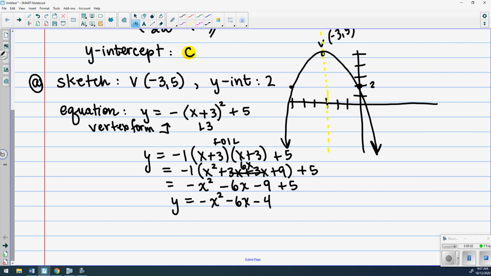Okay, so this is in standard form. That is standard form.